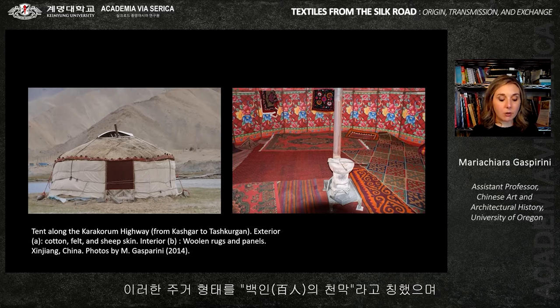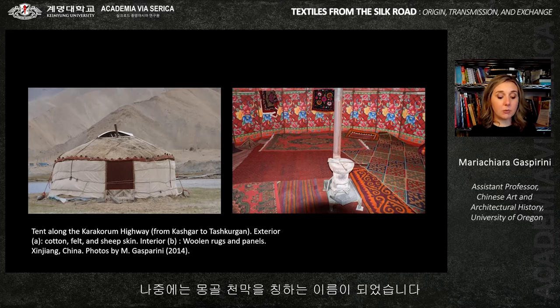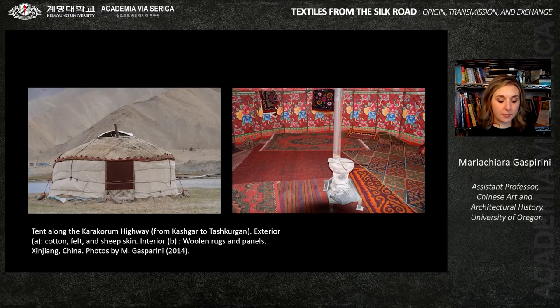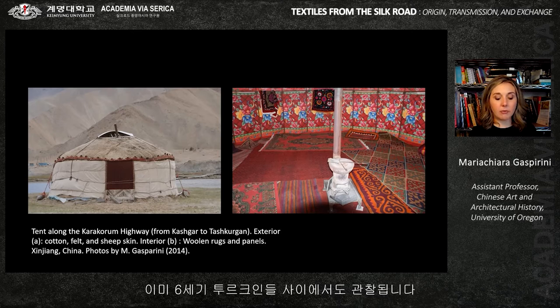Such dwellings were also referred to as 100-man tents, a term used to describe Xiongnu tents in the past and continued to be used for Mongol tents later. This description suggested the dimension of the space and implied the use of large interior panels. But the custom of decorating the interior with silk panels and gold was already in use among the Turks in the 6th century.